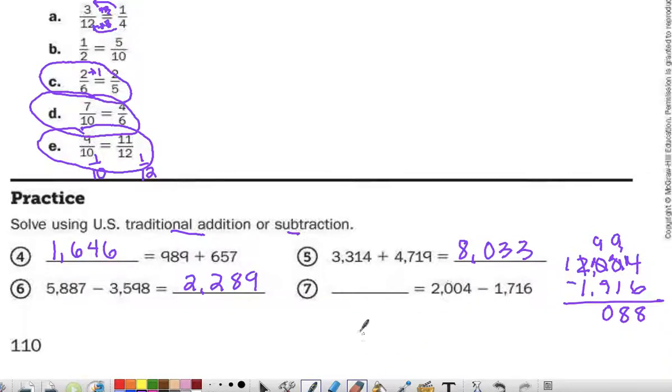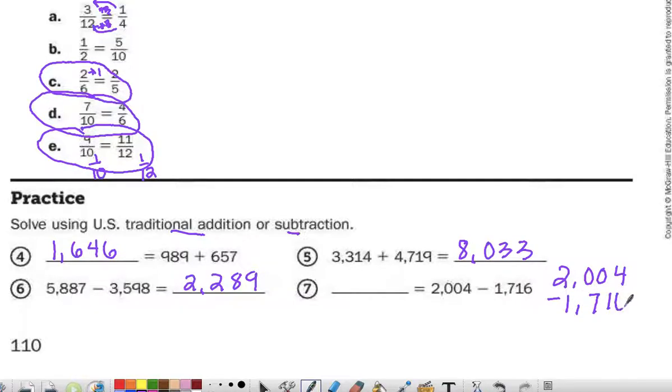I think I did something wrong here. Let's check. 8, 8. Aha. It should be 2004 minus 1,716. I wrote that incorrectly. So now I would borrow the same way. 14 minus 6 is 8. 9 minus 1 is 8. 9 minus 7 is 2. There we go. And 1 minus 1 is 0. So therefore my answer would be 288.